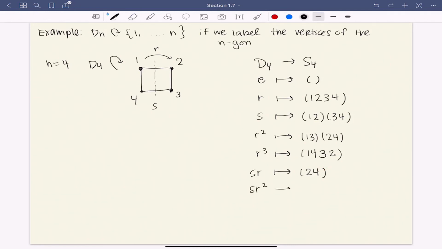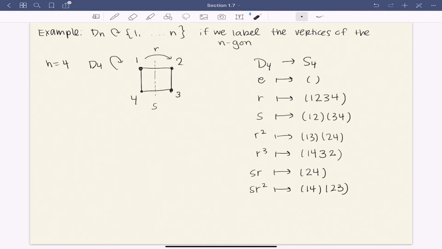sr squared is going to be first do 2 rotations, then do the reflection. So 1, we do 2 rotations, we get to 3, and then we do the reflection, we get to 4. So 1 goes to 4. We'll see 4 goes back to 1, so 2 rotations, 1, 2, but then the reflection flips you back to 1. So 1 goes to 4, 4 goes to 1. 2, we do 2 rotations, and then the reflection, so 2 goes to 3. And with 3, we do 2 rotations, and then the reflection, we see that 3 goes to 2.